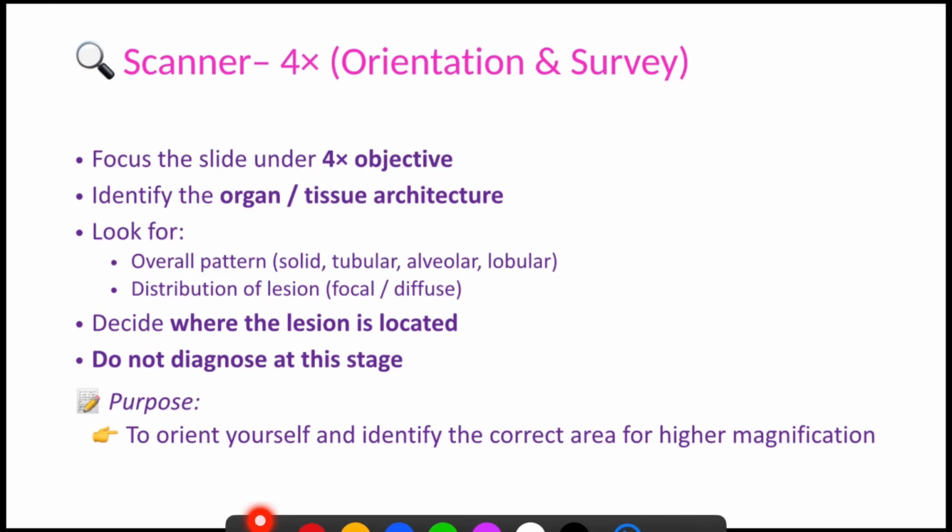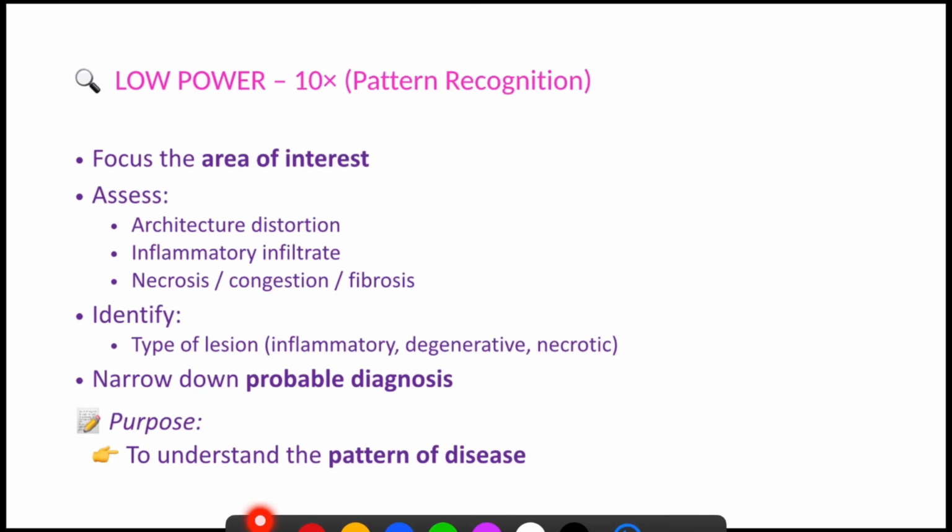location of lesion. Now the use of 10x is for pattern recognition, where we have to identify the area of interest. Here we assess architecture distortion, whether inflammatory infiltrate is present or absent, and whether there is any necrosis, congestion or fibrosis, so that we can identify which type of lesion it is, whether inflammatory, degenerative, malignant or necrotic. This will help us narrow down the probable diagnosis.